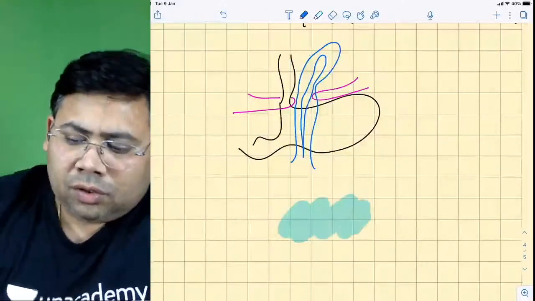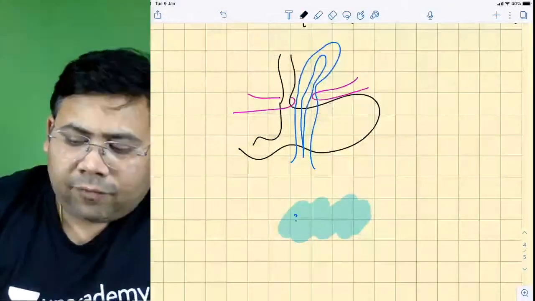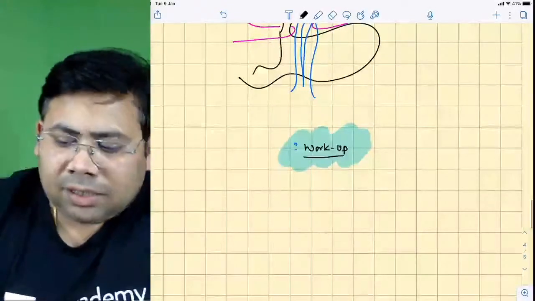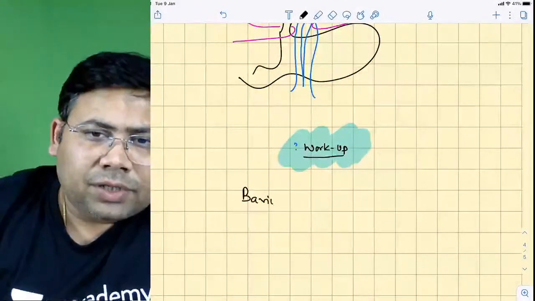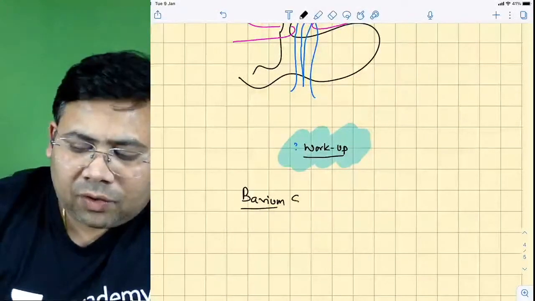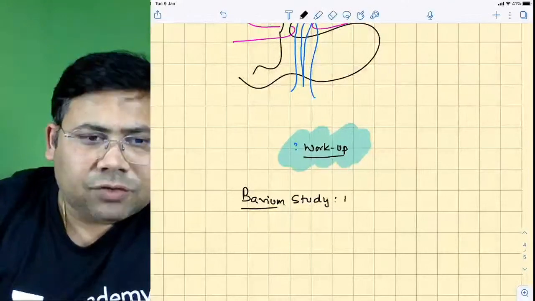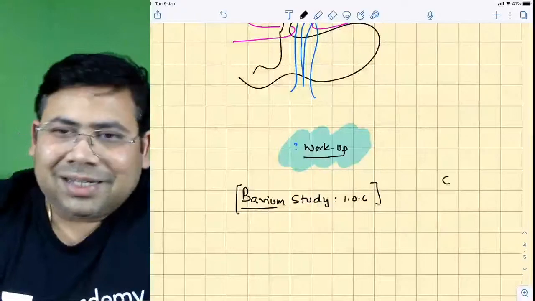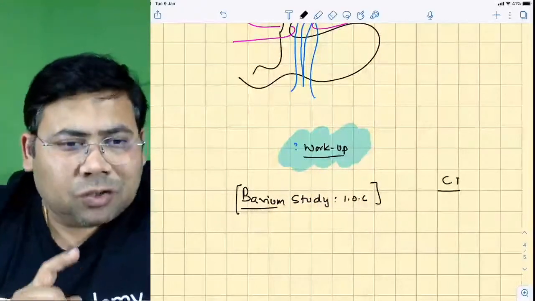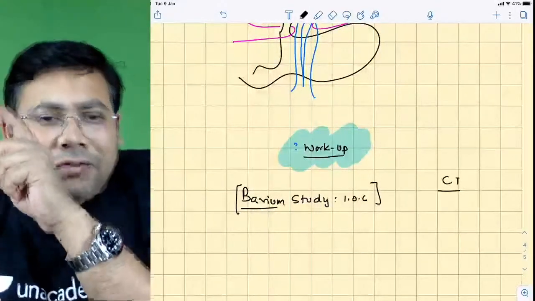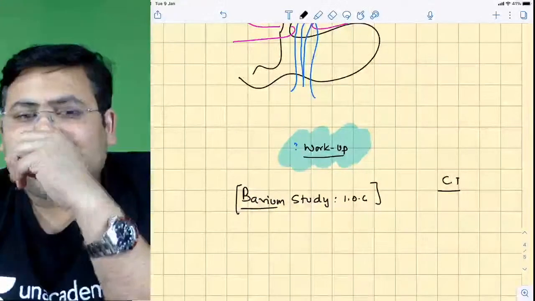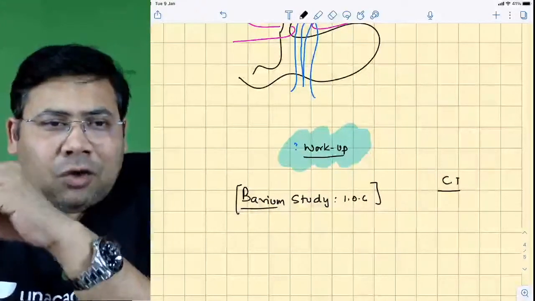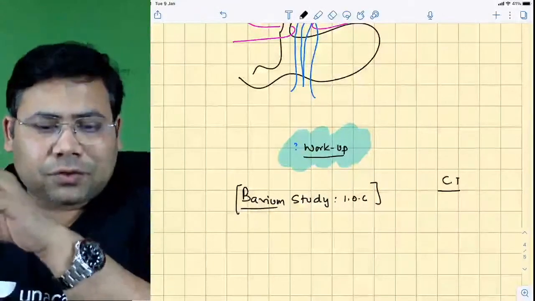You should also be equally involved. The basic workup is, students, you must have heard of barium study. Barium esophagogram or the barium study is the investigation of choice. Do you know that CT scan is not the investigation of choice? You must have read it in Bailey and Love. People keep on giving references. Try to understand, CT is not the investigation of choice.